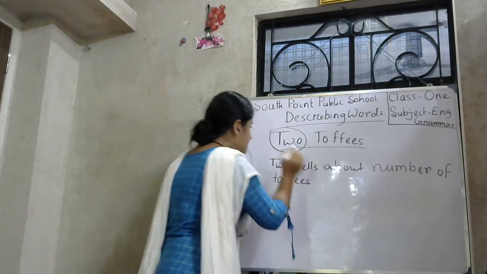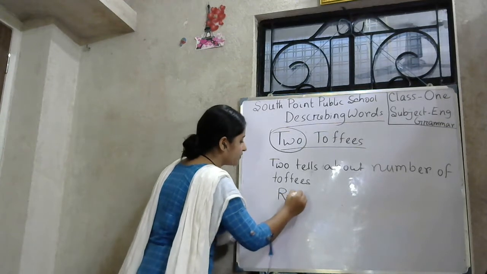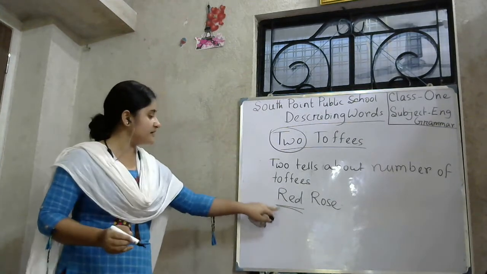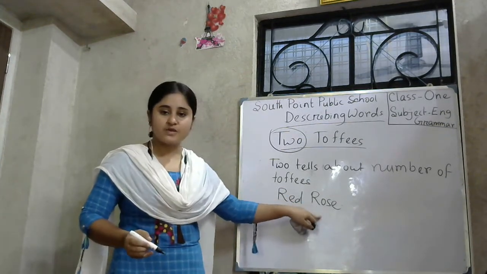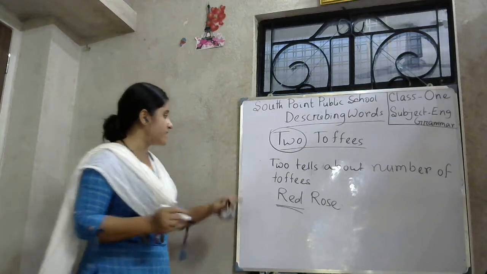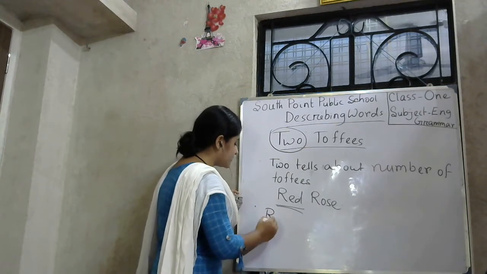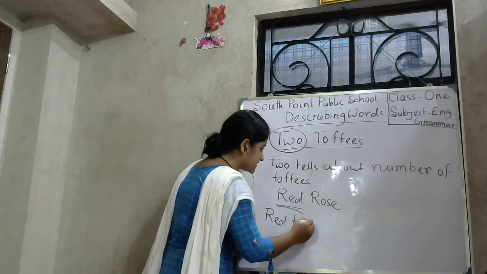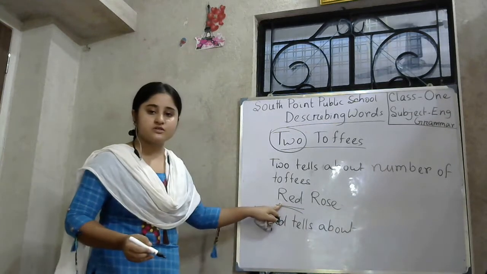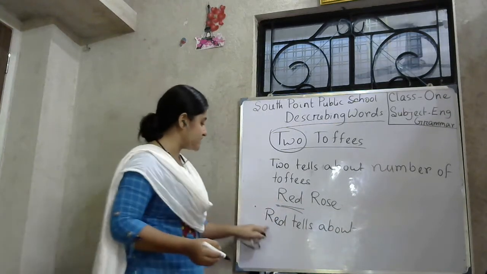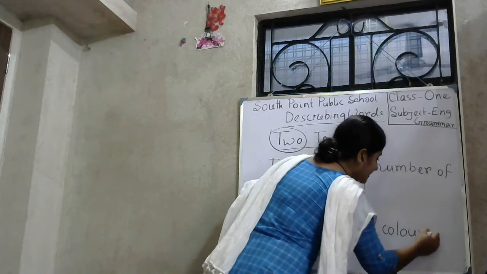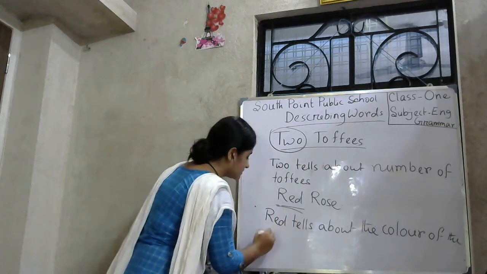Next example, red rose. R-O-S-E, rose. Here red is the describing word because red tells about the rose. Here rose is a naming word, toffees are naming words, remember that. So we can write that red tells about the color of the rose. What kind of rose? Red rose. Red tells about the color of the rose.